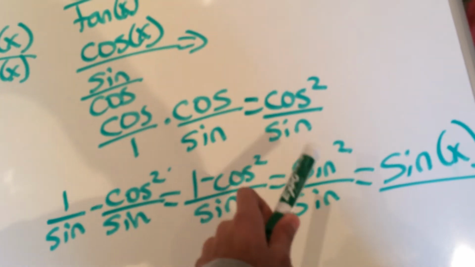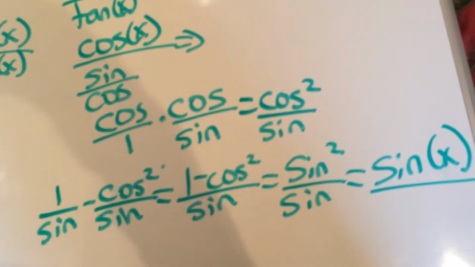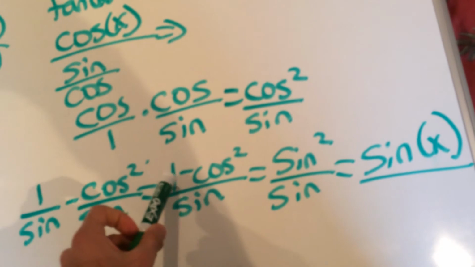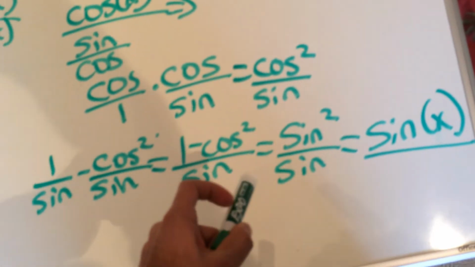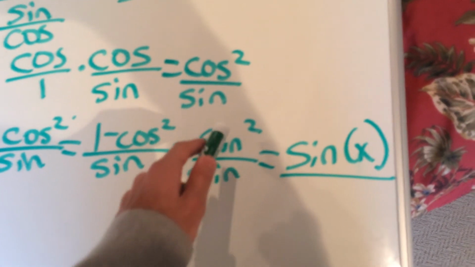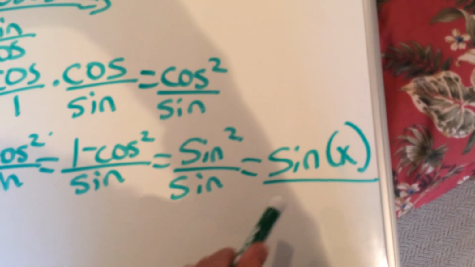If you're unclear on how to go from here to here, please watch one of the other two videos that have been uploaded. Either problem number 4 or problem number 8 explains how to go from here to here. Now that I'm here, I've got sine squared divided by sine. One of the sines cancels out, and I'm left with my final answer as sine of x.